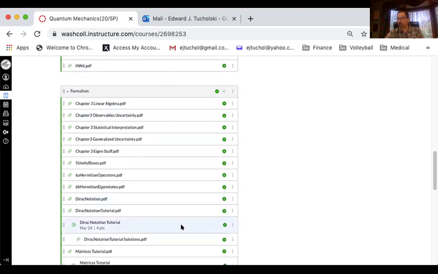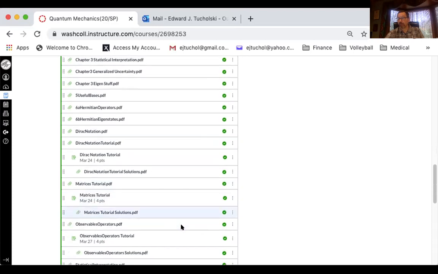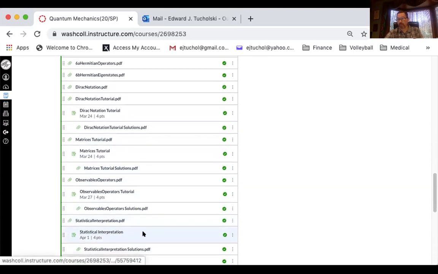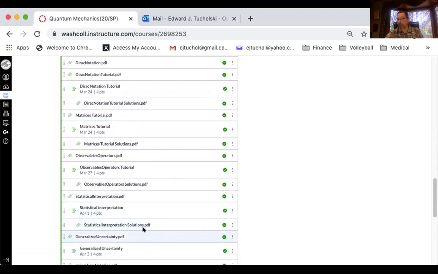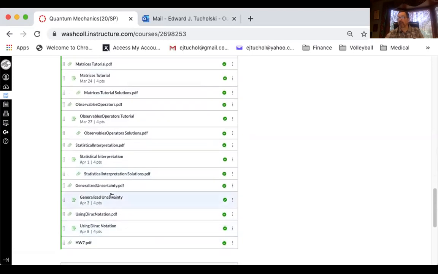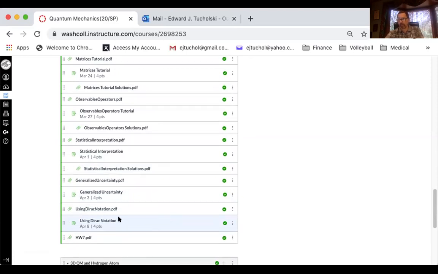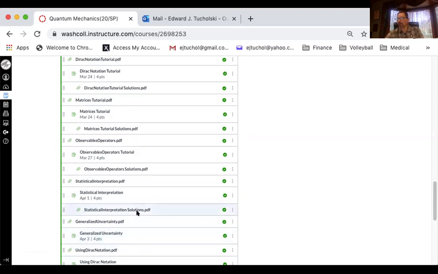Right now, there are 2 more tutorials whose solutions aren't posted. One is statistical interpretation, which I hope to have graded today. Oh, nope, I'm wrong, I graded that one last night. Generalized uncertainty, I hope to have graded today. And then finally, using Dirac notation, which I should have graded tomorrow before you get the exam. Those are obviously important ones for the exam.